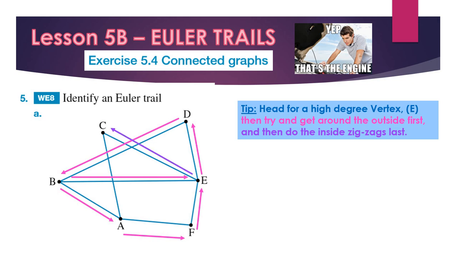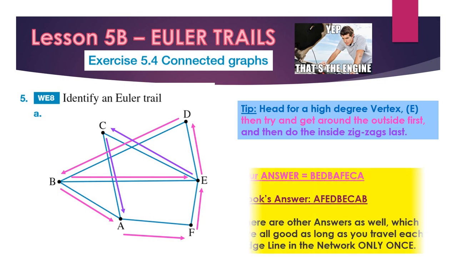So from E, we shoot across to C. That's a zigzag one, a Z shape, and we go down to A, and then I think we've done them all. That's it. So our answer is BED, if you write that down as you go, BED, BAFE, then we went to C, then we went down to A, and that's it.